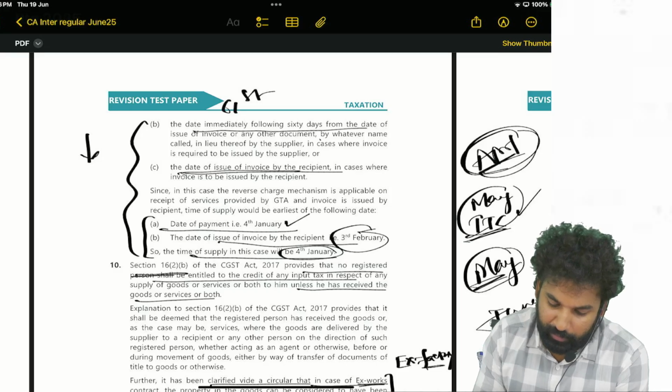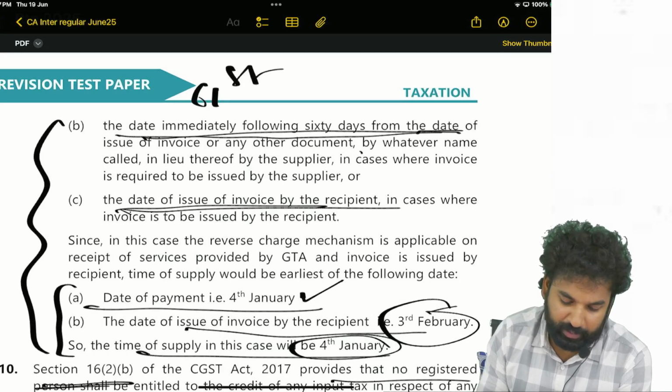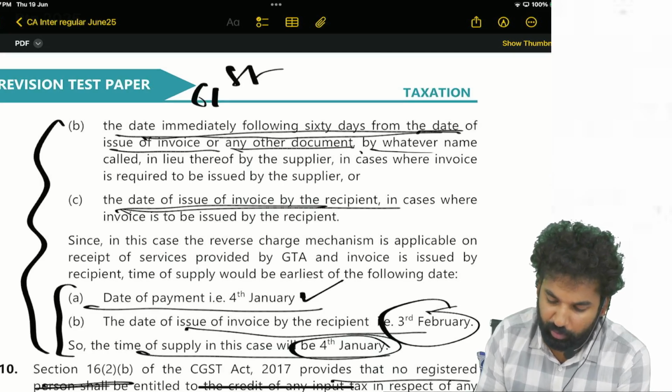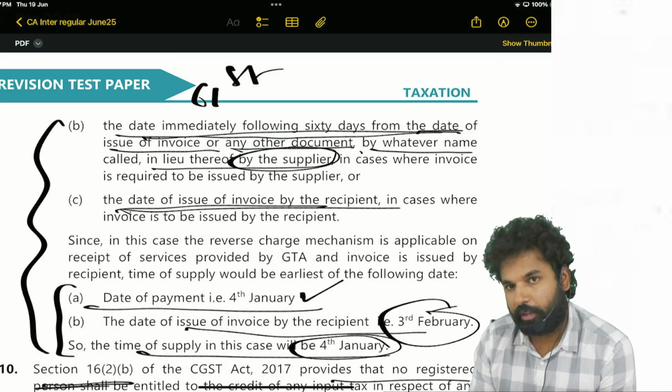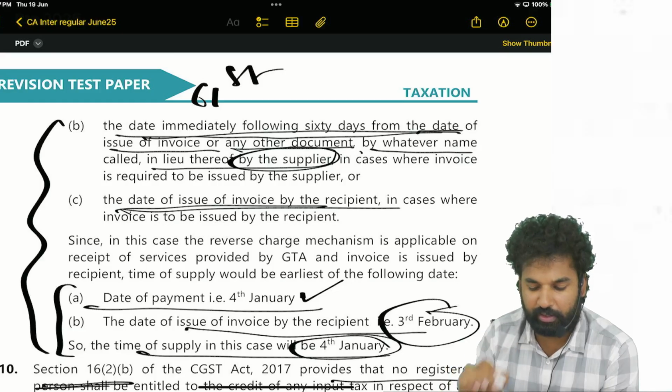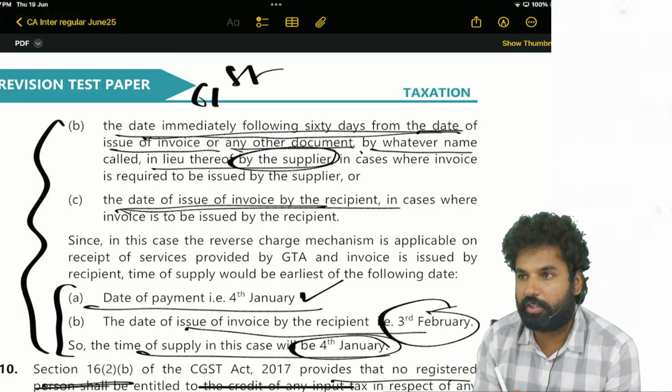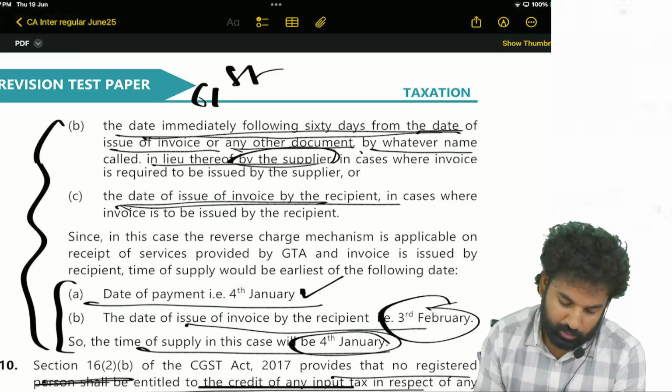Because see here, date immediately following 60 days from the date of issue of invoice or any other document, by whatever name called, in lieu thereof by the supplier. If it is issued by the supplier, then it is the 61st day. In this case, it is issued by the recipient. So that's why this provision.